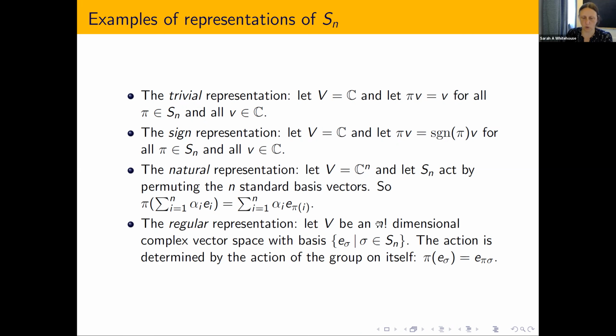And this last one, you might guess it's not going to be irreducible because it's so big. It's got dimension n factorial. That's very far from being irreducible. It has lots and lots of different pieces inside it. And in fact, I'll come back to this later, every single different irreducible lives inside the regular representation. So it's a very big representation containing copies of all the different irreducible ones.